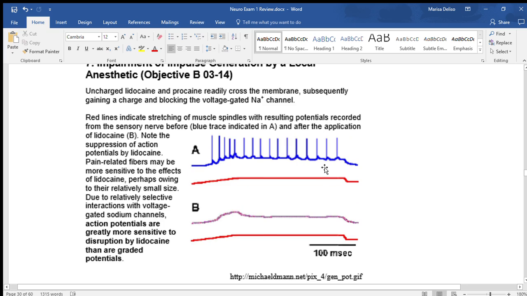Local anesthetic, all I want to say, lidocaine blocks sodium channels. Just know that.